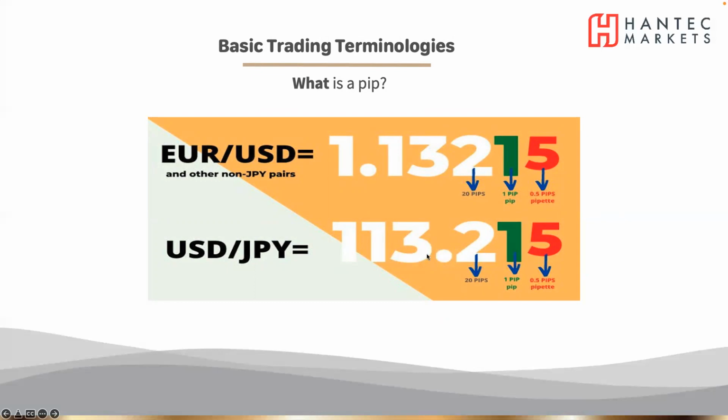So we have 113.21. This green one is the 2nd value after the decimal place. That is the pip movement, okay? 113.21. So if we're looking at USD JPY and this one changes to, let's just say 4, that is a 3 pip movement, okay? So just always consider that for Japanese pairs, they move on the 2nd decimal place.